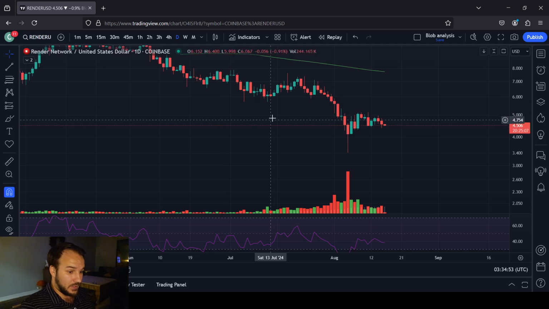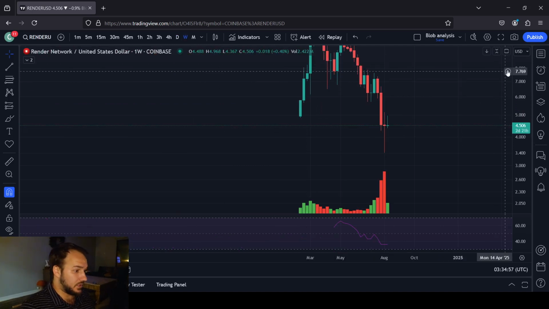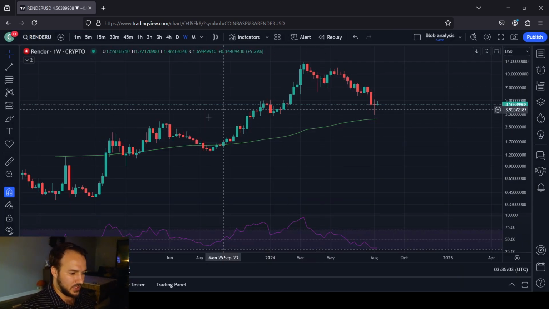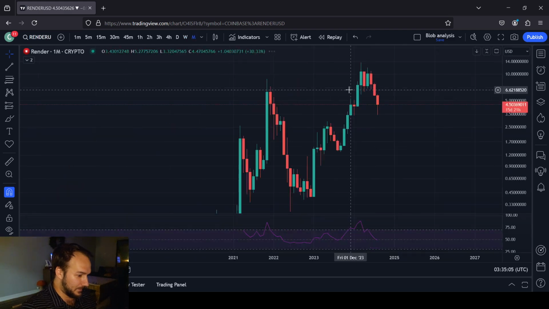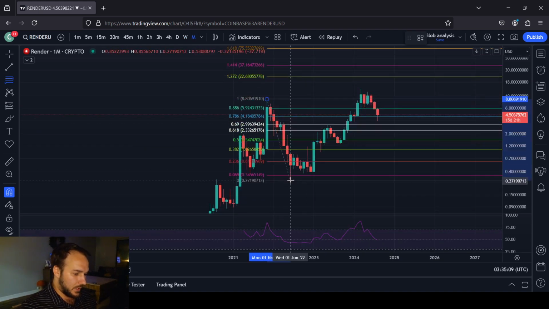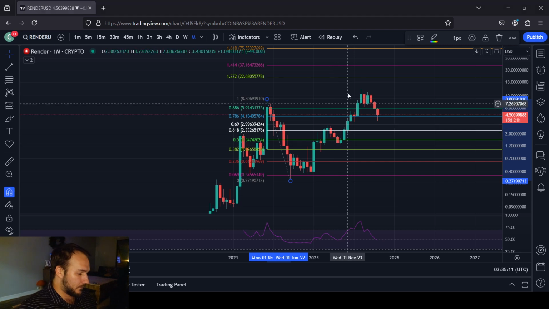So looking at Render here, looking at it on a weekly basis. Is this the best chart to use? I thought there was more. I thought we were missing some. I don't know. It doesn't have me too excited, at least at the moment.